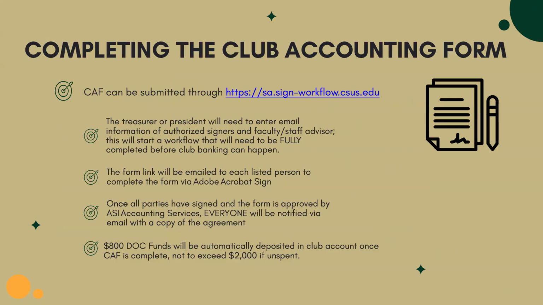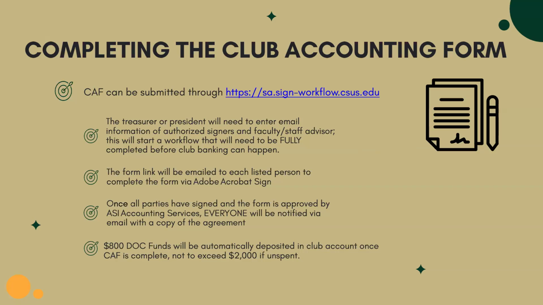When completing the club accounting form, or the CAF, it can be submitted through the following link. The club treasurer or president will need to initiate the link by entering information of all authorized signers and faculty staff advisors. This will start a workflow that needs to be fully completed before club banking can happen. The form link will be emailed to each listed person to complete via Adobe Acrobat Sign. If the form does get stuck at any point in time, you can check through Adobe Acrobat to see which of the signers need to complete the form.